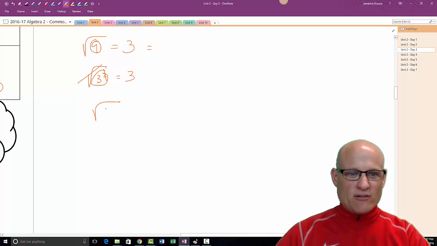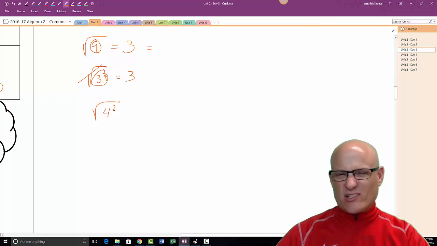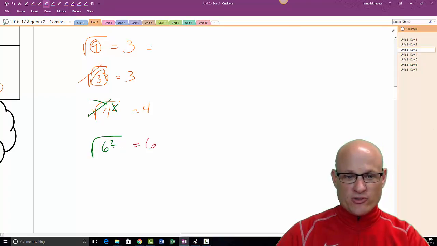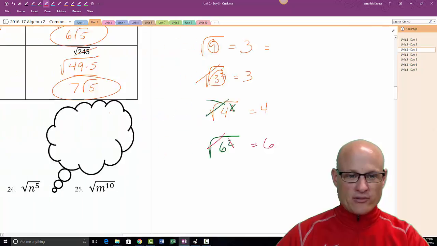The square root of 4 squared. Well, that's really 16, isn't it? And isn't the square root of that just 4? The square and the square root cancel each other out. Let me do one more. Square root of 6 squared. Again, that's really 36, which is just 6. So the square and the square root cancel each other out.